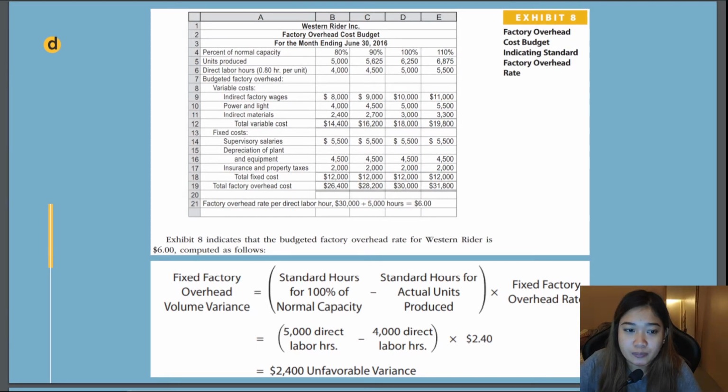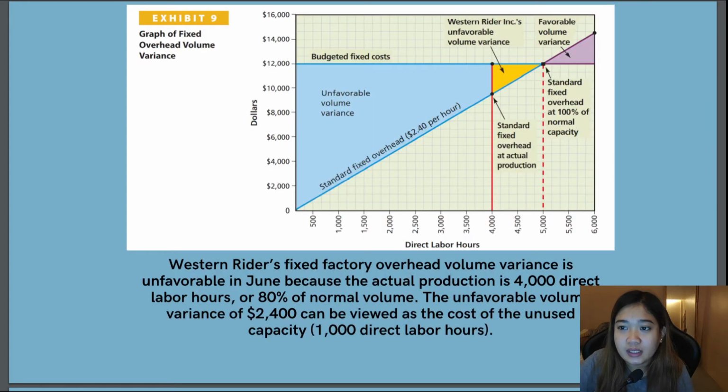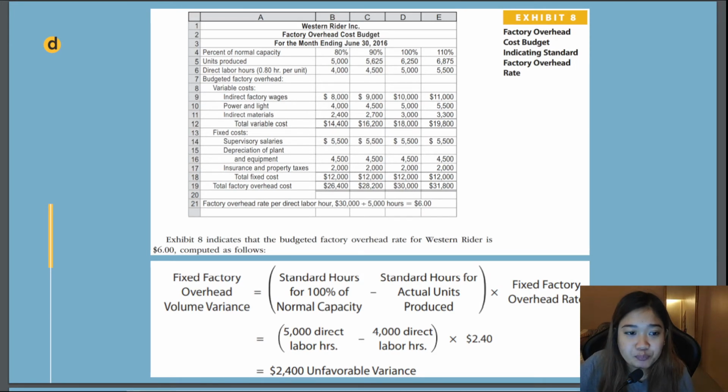So, to illustrate the fixed factory overhead volume variance, we have again Western Rider Incorporated. For Western Rider Incorporated, we have a 2,400 unfavorable variance. It is computed as 5,000 direct labor hours minus 4,000 direct labor hours times 2.40. That's why we come up with a 2,400 unfavorable variance.